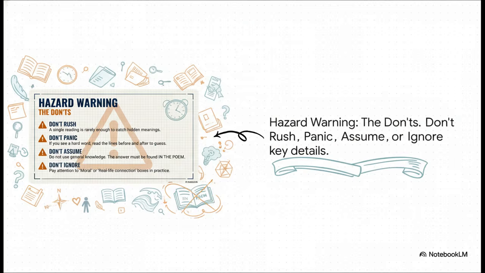And now, just as important, here are 4 things you must not do. Don't rush. One reading is never enough. Don't panic if you see a difficult word. Use the context. Don't assume anything based on your general knowledge. The answer is always in the poem. And finally, don't ignore the deeper meaning of the poem.